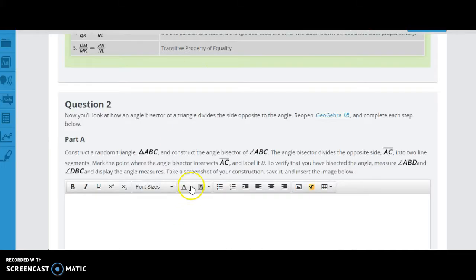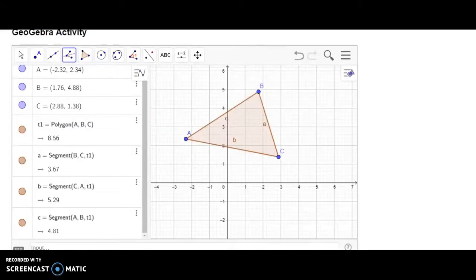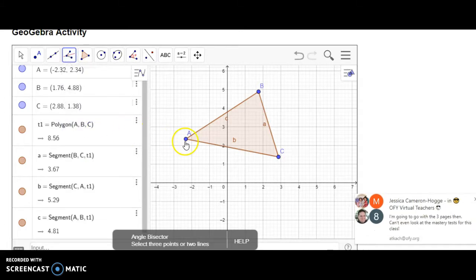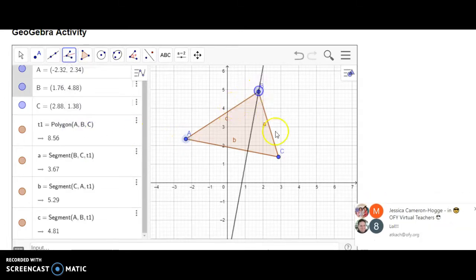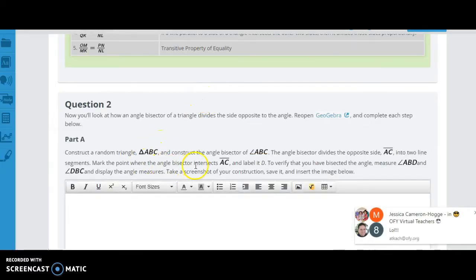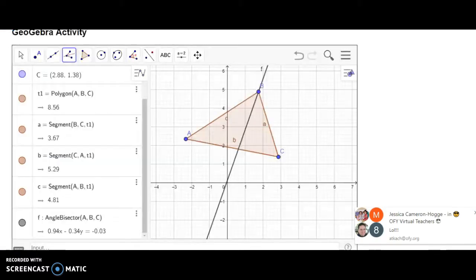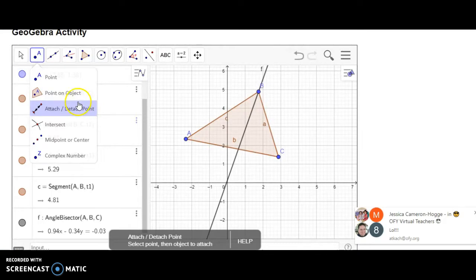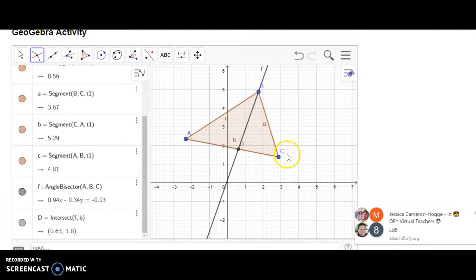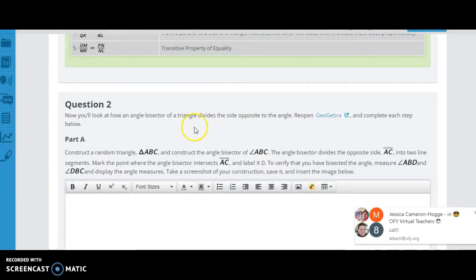Let's look real quick. It says, construct the angle bisector of angle ABC. So since B is in the middle of what they told us here, that's going to be the angle that we bisect. So we click on angle bisector. Down at the bottom here it says select 3 points or 2 lines. So we're going to be selecting 3 points, A, B, C. Alright, mark the point where the angle bisects AC and label it D. So we're going to make a point. We're going to do an intersection because it's the angle bisector and the side AC. It marks it as D already, which is great.